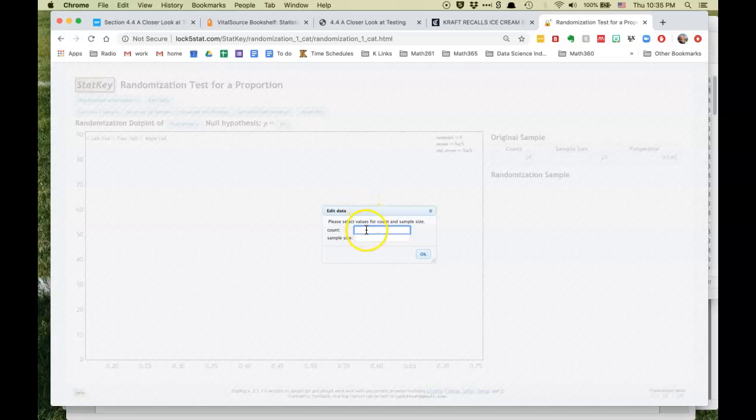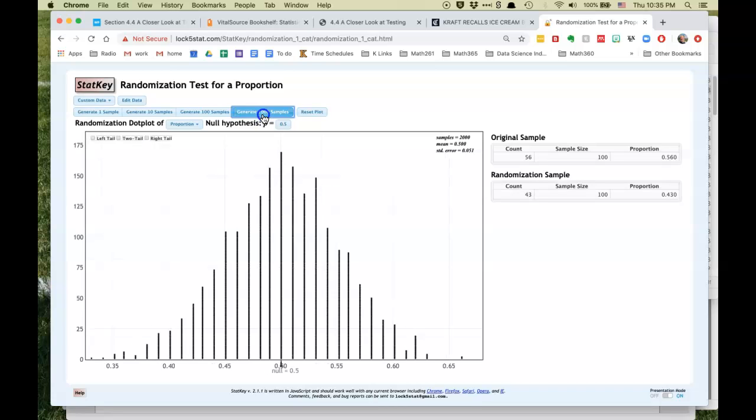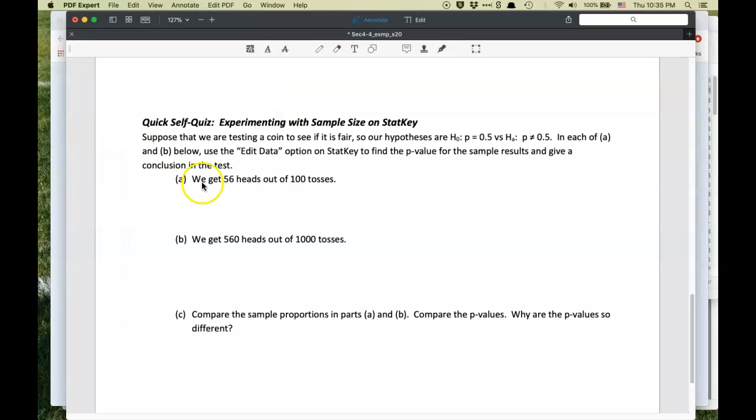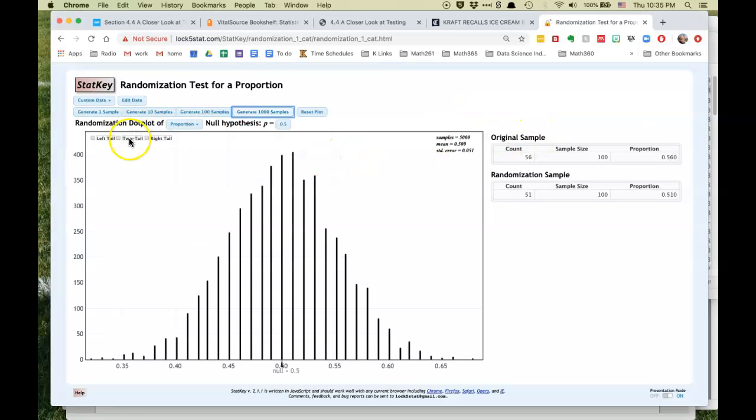This was 56 out of 100. And then we're going to generate a bunch of these, maybe about 5,000. Look in the right-hand tail. Is that what we're testing? Oh, sorry, we're testing a two-sided alternative hypothesis. In the lesson I gave you, I did something slightly different with the right-hand tail and doubling it. But in this case, because we don't know whether these will have symmetric tails, I'll go ahead and use the two-tail approach.